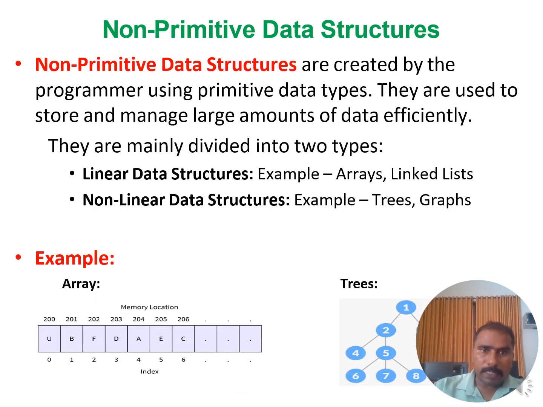Next we are going to see the non-primitive data structure. Non-primitive data structures are created by the programmer using primitive data types. They are used to store and manage large amounts of data efficiently. Non-primitive data structures are mainly classified into two types: linear data structure and non-linear data structure. Examples of linear are arrays and linked lists, and examples of non-linear are trees and graphs.